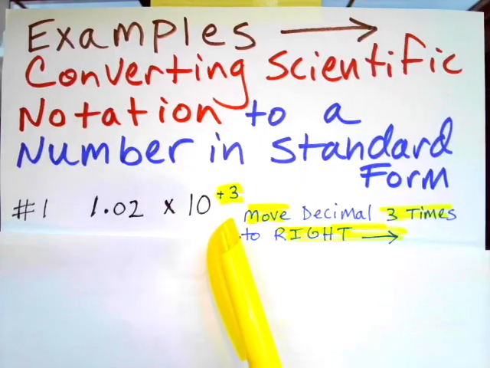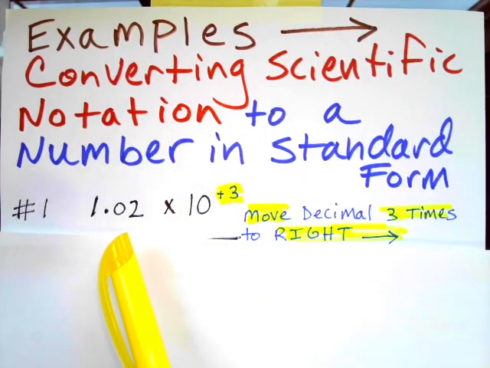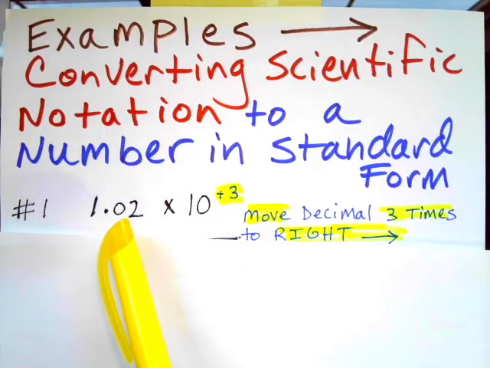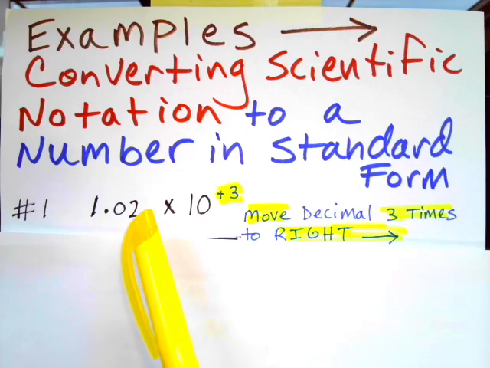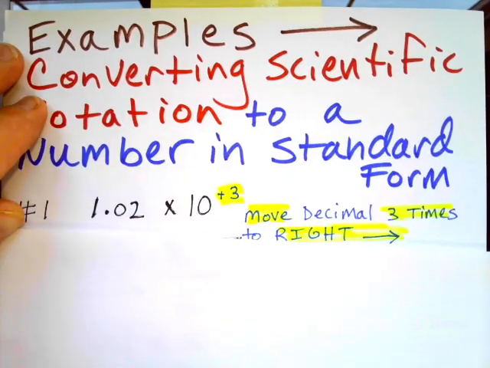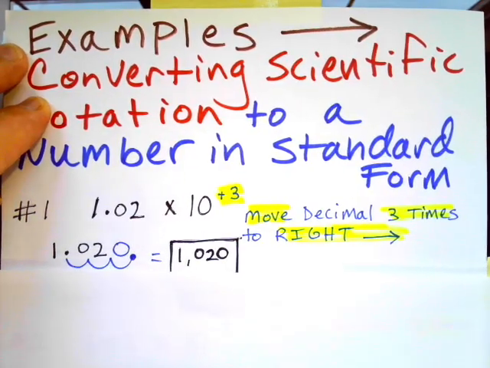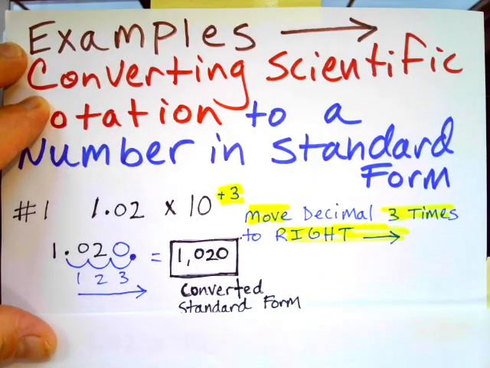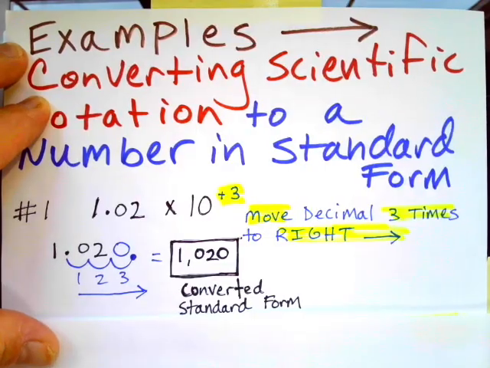If this is a positive 3 exponent, I want to change 1.02 into a normal number. The rule is positive 3, move it 3 to the right. So 1, 2, 3 times to the right. I'll put a 0 here, and then the decimal should show this value. And just like you see here, 1.02 times 10 to the third power becomes converted.